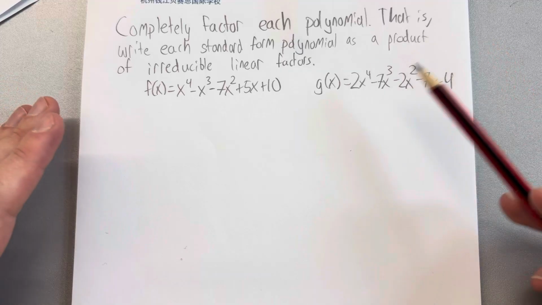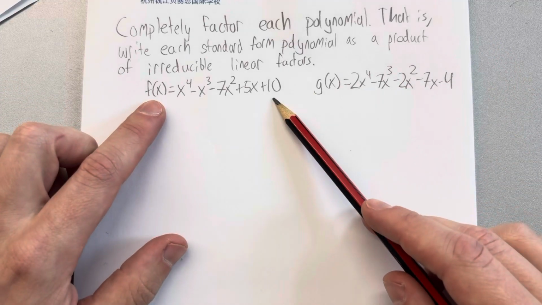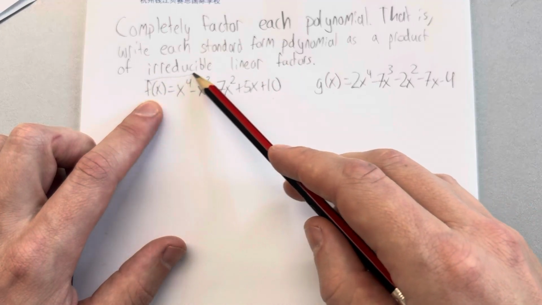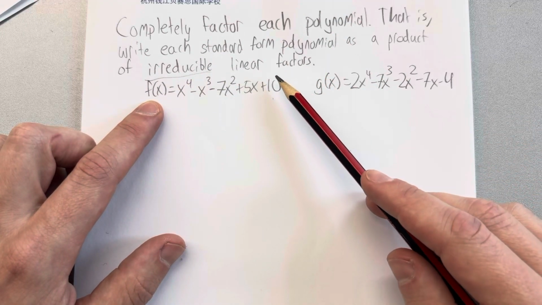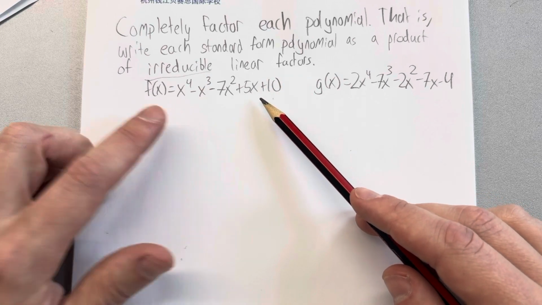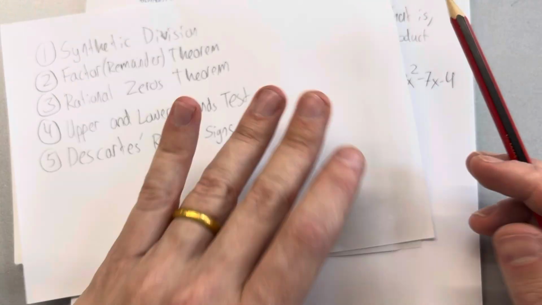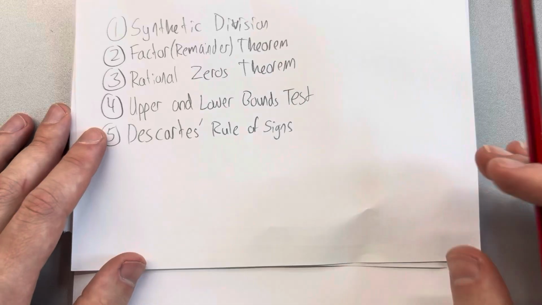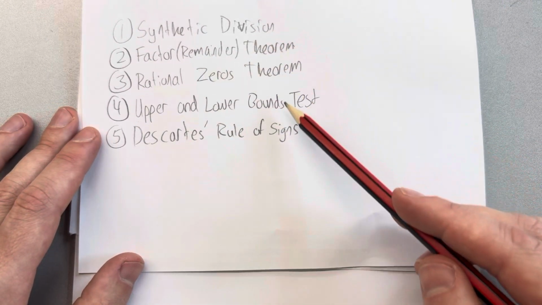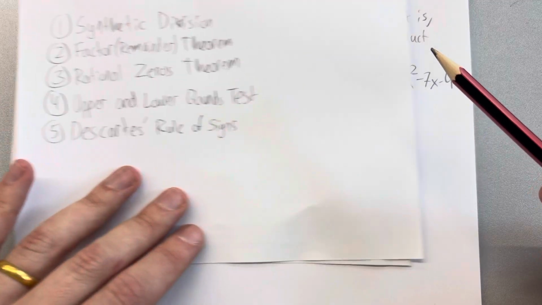Completely factor each polynomial, that is, write each standard form polynomial as a product of irreducible linear factors. We'll talk about that word later, but basically we're saying we want to write it in factored form. So we're going to use a series of tools to do that. I probably won't end up using factor remainder theorem, but I'll use the rest of these. So it's going to be a long video.